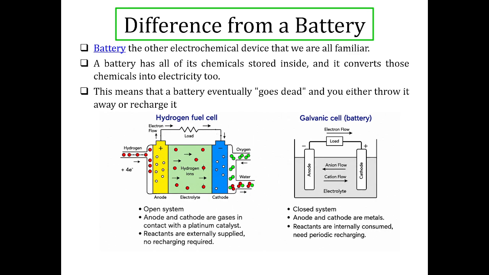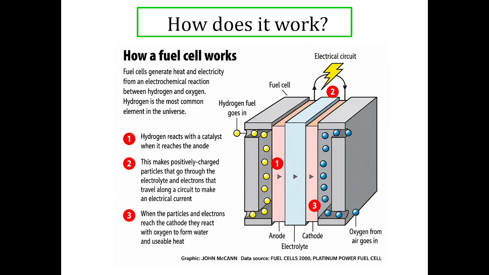Next slide. How does a fuel cell work? Let us now understand the working of a hydrogen fuel cell. Hydrogen fuel is supplied to the anode. At the anode, hydrogen reacts with a catalyst. This produces positively charged particles and releases electrons. The positively charged particles move through the electrolyte. The electrons cannot pass directly through the electrolyte. Instead, they travel through an external electrical circuit.